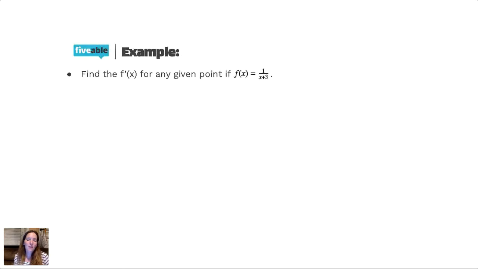So find f prime of x for any given point. See the difference? In the last one I said find it at x equals 2. For this one I'm saying find the derivative at any given point on f of x equals 1 over x plus 3. So I want to find my derivative function, but I want to find it for any point that's on that curve. We're going to start by looking at our formula and starting to plug things in.